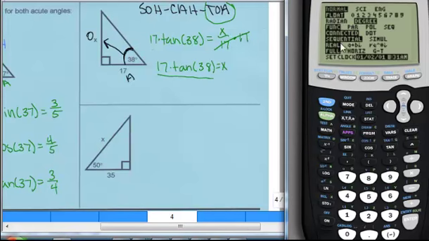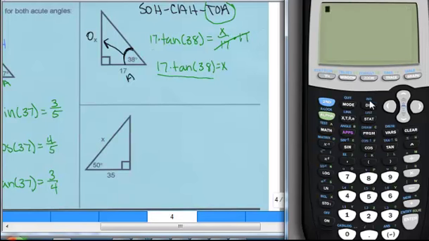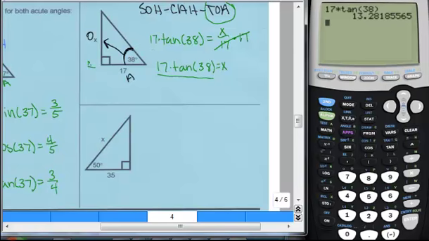Okay, if you're ever stuck here, you need to quit. So we need to go to the main screen. Anytime you get stuck anywhere, you just need to hit quit. So it's second mode in order to quit. So it's 17 times, and then tangent is right here. So the tangent of 38, and you don't have to close the parentheses if you don't want to. And that means that this side of our triangle is 13.28. So this is 13.28.